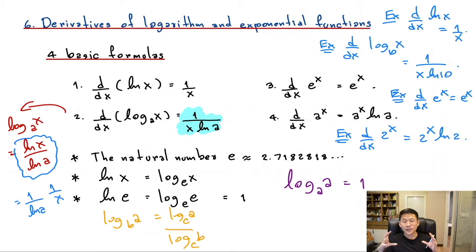So guys, you need to be able to memorize these 4 formulas. d of log x is 1 over x. d of log x base a is 1 over x log a. d of e to the x is e to the x. d of a to the x is a to the x log a. Okay?